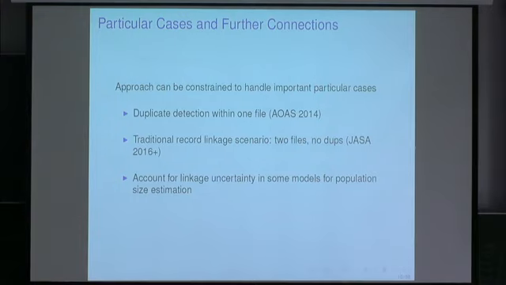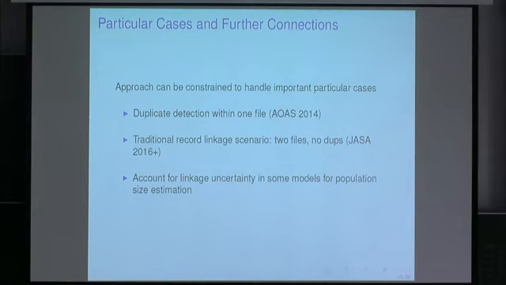So that was the general skeleton, and it can be specialized. It can take particular forms depending on the specific problem. For example, if you just have one file that was collected homogeneously, then it's a typical duplicate detection problem. That's a piece that is out there already in the Annals of Applied Statistics. Now, if you have the traditional record linkage scenario, with two files and no duplicates, then it specializes in certain ways. You can take advantage of that structure to derive more things, and I'll give you some details. That's a piece that is about to appear in JASA.